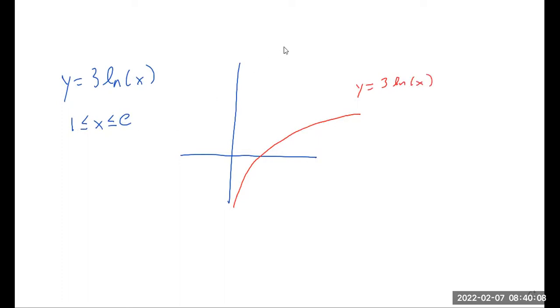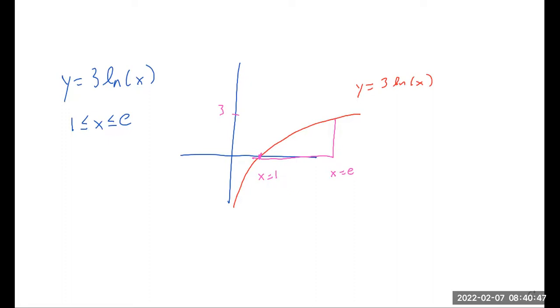So x equals 1 is going to be the intercept right here, because when you put 1 into a natural log, you get out 0. And then if we plug e in, the natural log of e is 1, and 1 times 3 is 3. So somewhere out here is x equals e, which is y equals 3. And so we're looking at this region right there, that curvy region. All right, so there's our picture.